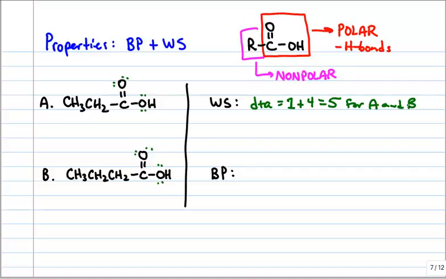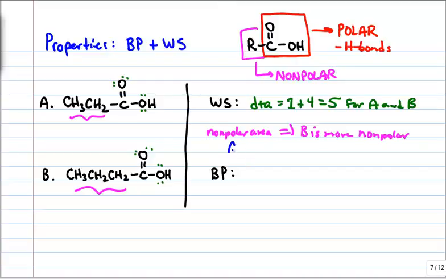Well, what's the other issue? The other issue is what we have called nonpolar area. How much of the molecule is hydrocarbon? Well, I think you can look at A and B and compare this R group to this R group. I think we can see B is more nonpolar. Since B is more nonpolar, A has a higher water solubility because B is more nonpolar. Again, we can make this comparison just based on the structures of A and B.